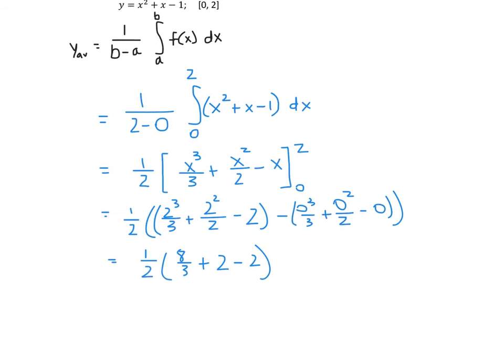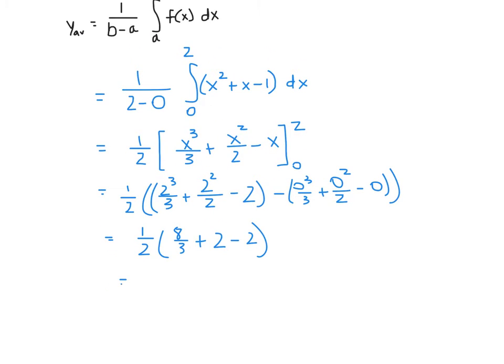So now let's simplify. So what we're going to have here is a 1/2 times 8/3, since the 2's are going to cancel. So we're left with 8 over 6, which reduces to 4/3. Alright, so that gives us our average value over the closed interval, and hopefully after watching one of the previous videos you have an idea of what the average value represents.